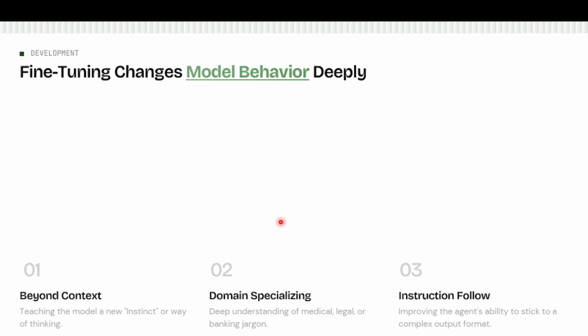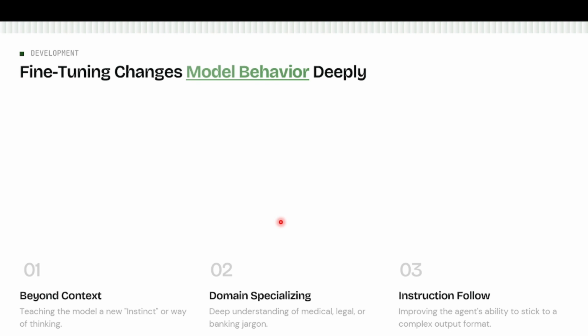Teach the model how to think, teach it how to act, teach it how to generate responses. Okay. Domain specializing: deep understanding of medical, legal, or banking jargon. So we've said bounded context many times. Bounded context is limiting the agent to a specific domain knowledge, operating within the business domain. So you can use domain knowledge, domain business metrics, or particular domain information to train the model so that the model is grounded in the knowledge of the domain.